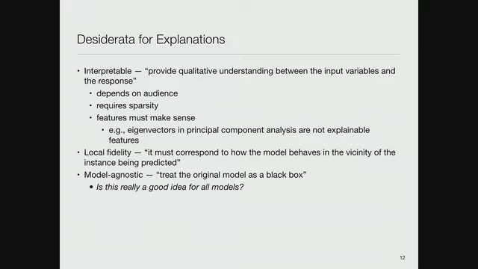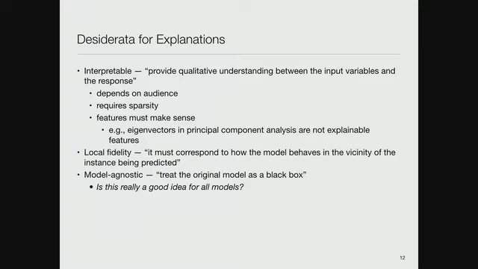So what would you like from an explanation? Well, they say you'd like it to be interpretable, so it should provide qualitative understanding of the relationship between the input variables and the response. But they also say that that's going to depend on the audience. It requires sparsity for the George Miller argument that I was making before. You can't keep too many things in mind. And the features themselves that you're explaining must make sense.